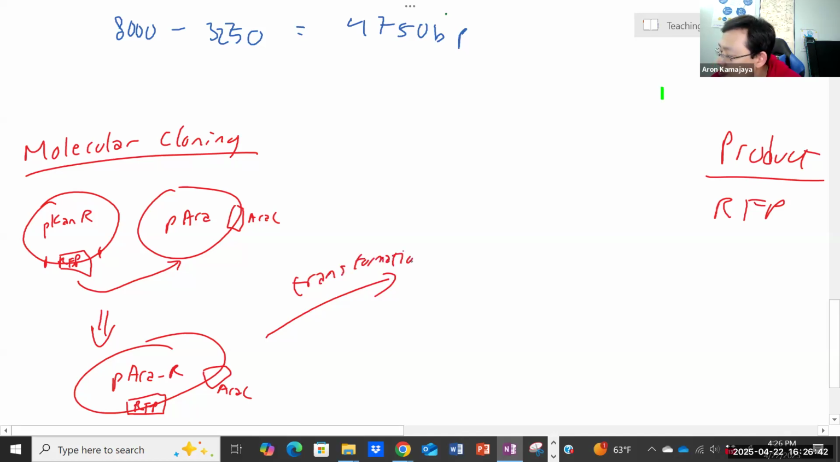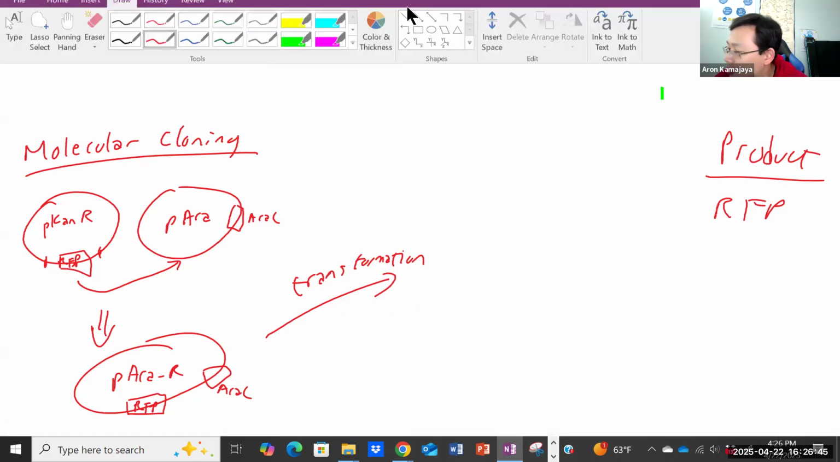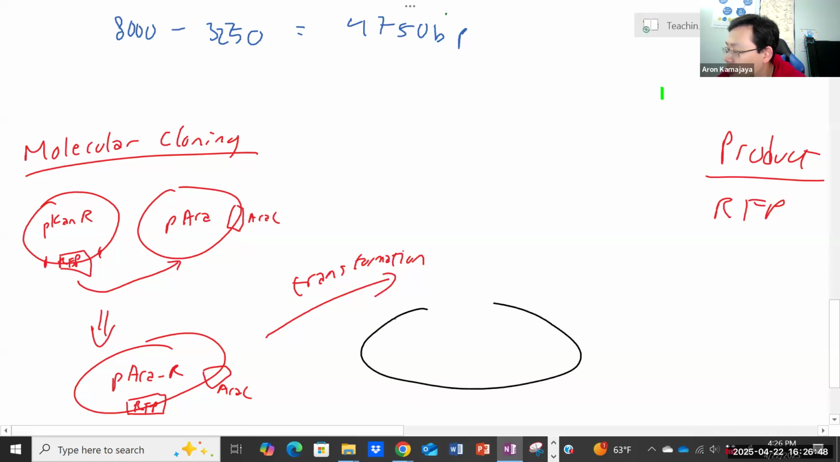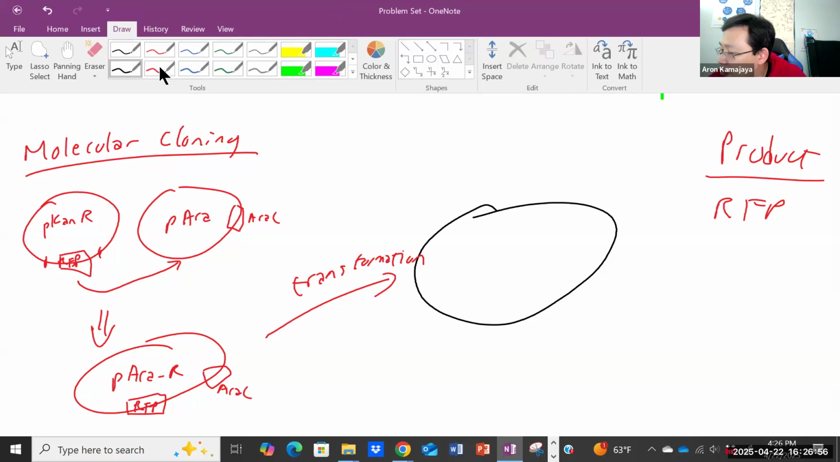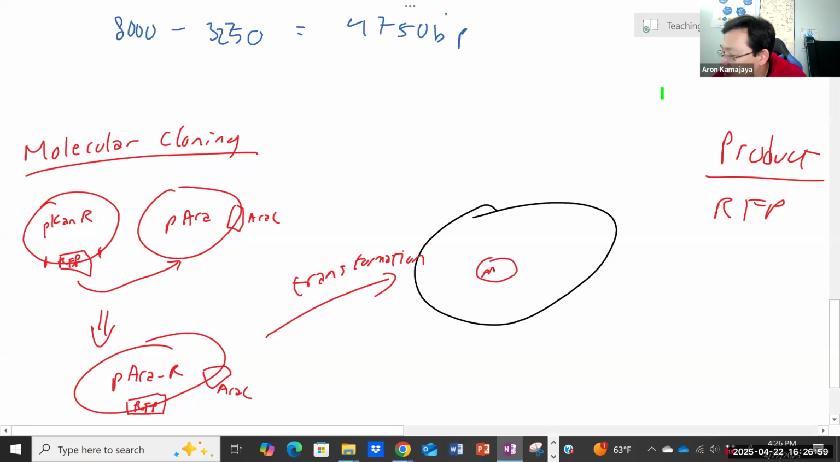In the transformation, now you have your E. coli cell. Here you have your E. coli cell right here, and then you put your PRR inside, and that will force the E. coli to produce your protein when the condition is right. You have the molecular switch, which is what we're going to talk about, operon, right? A molecular switch that will turn on or off the expression of your RFP, red fluorescent protein, in the cell.